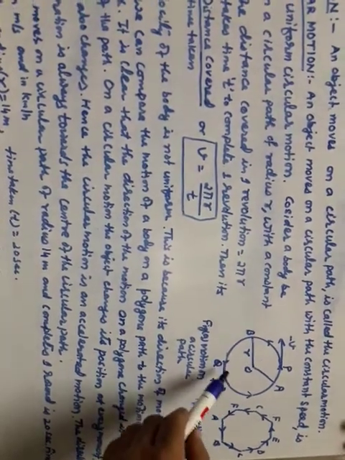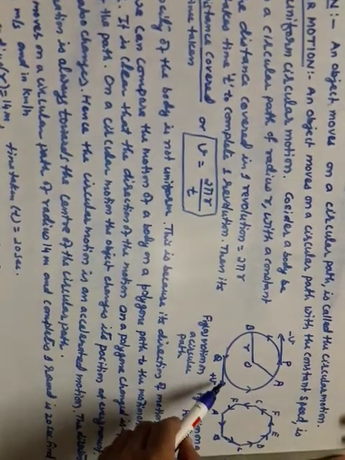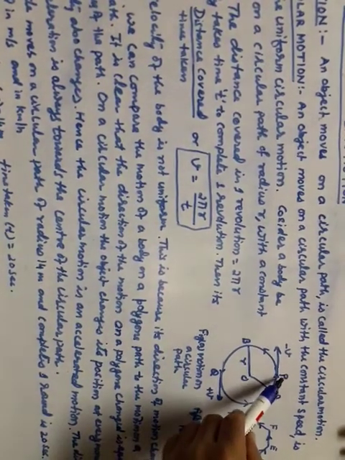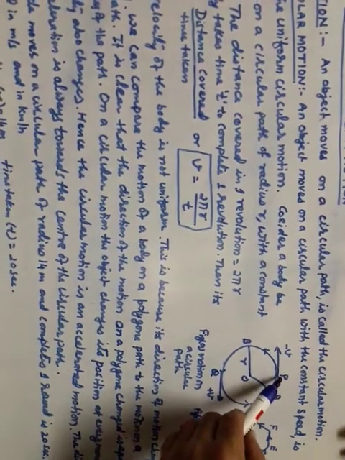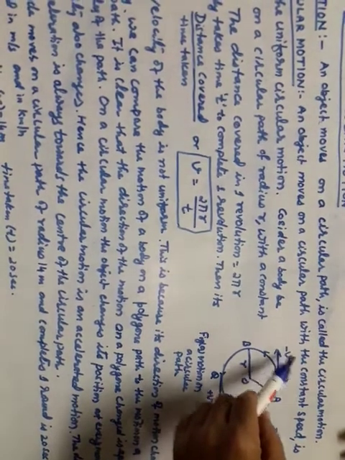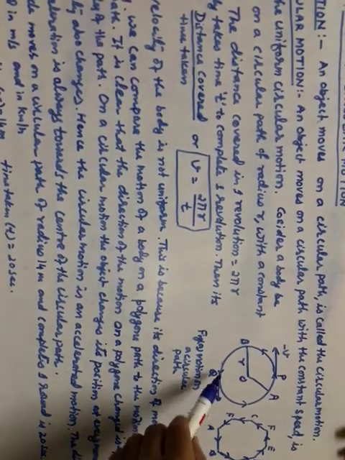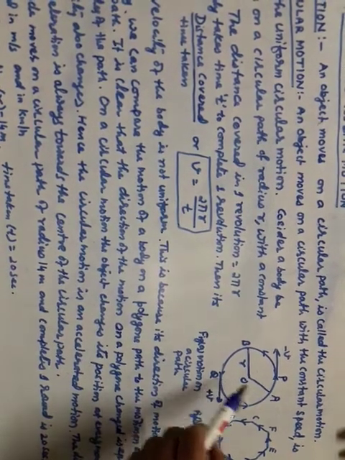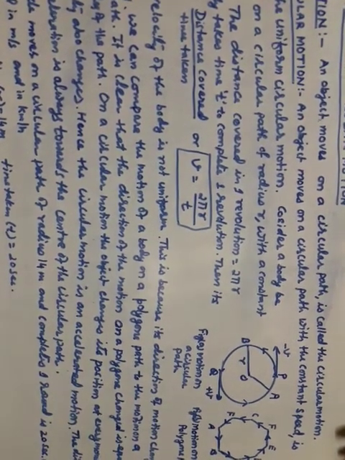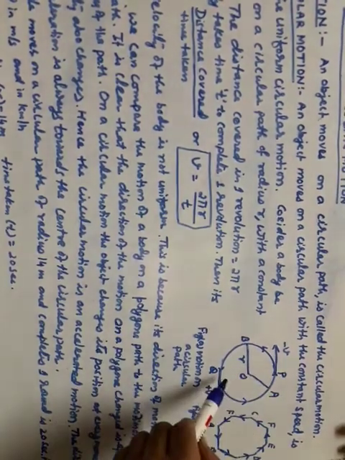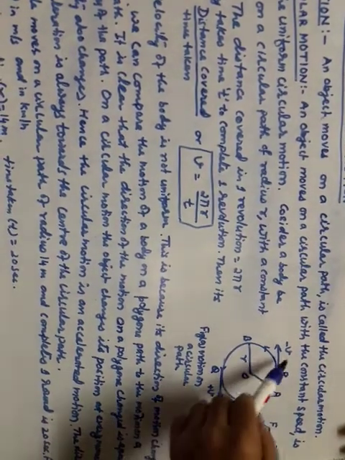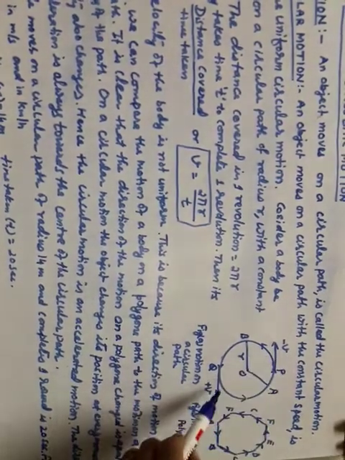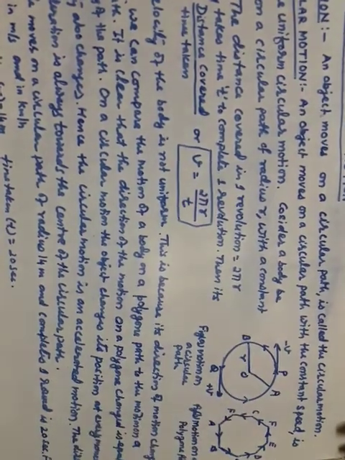Suppose at point Q, the velocity of the body is plus v. And what is its velocity at point P? Its velocity at P will be minus v. Why? Because its direction of motion is just opposite to that of the previous position. This shows that though the magnitude of velocity is the same, due to the change in direction, the velocity is not the same.